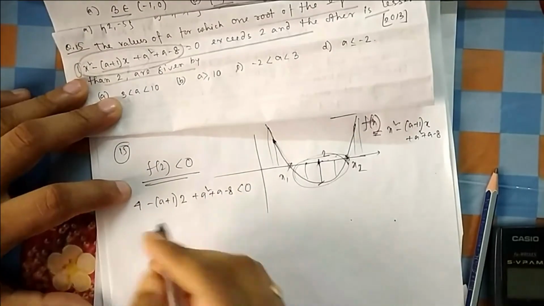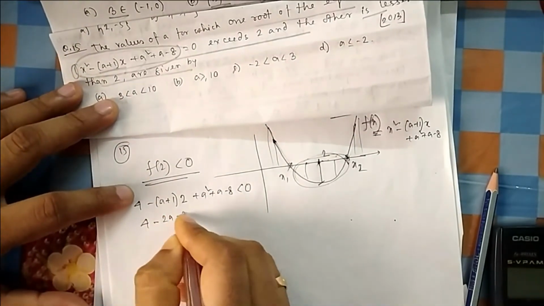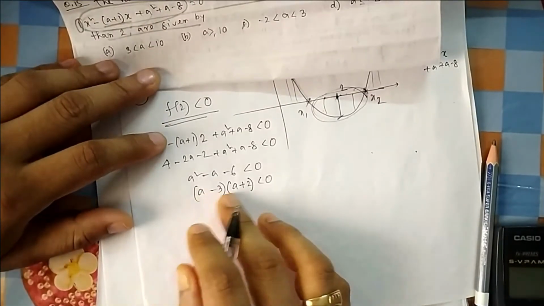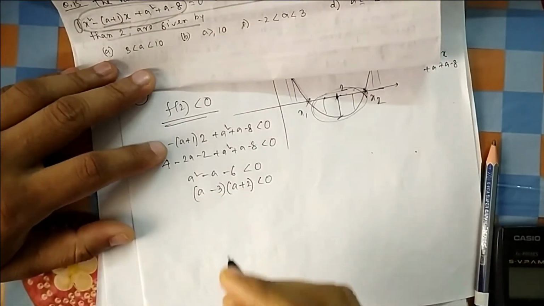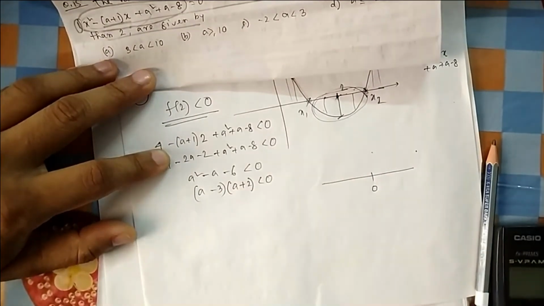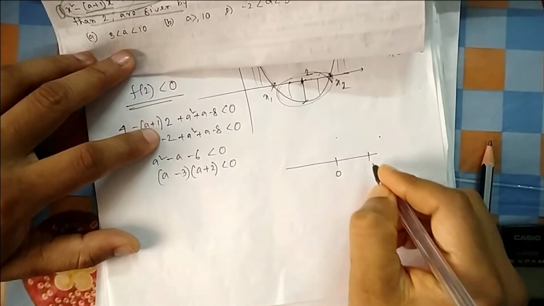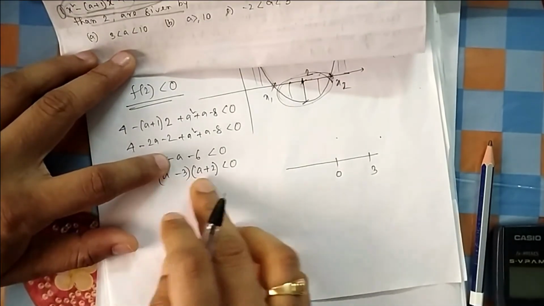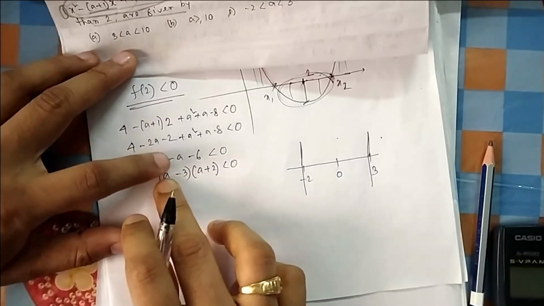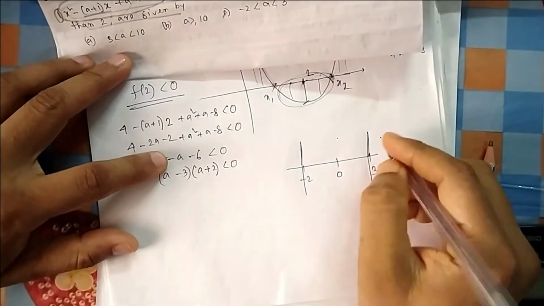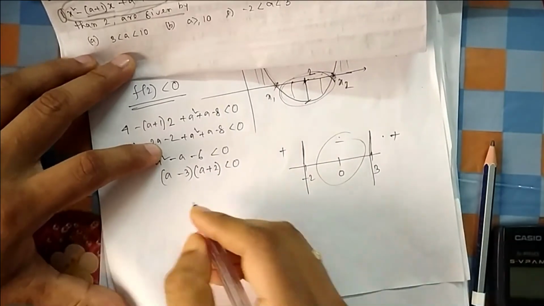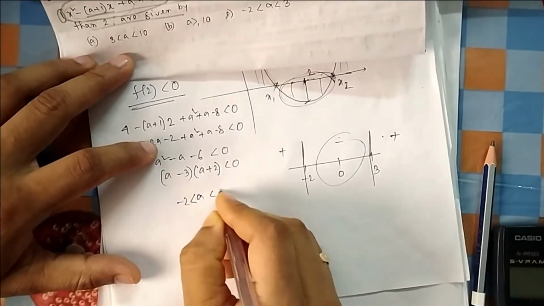So this expression should be less than 0. So 4 minus 2a minus 2, so a squared minus a minus 6 is less than 0, that is, a minus 3 times a plus 2 is less than 0. Now you can put a point at a equal to 3 and a point at a equal to minus 2. It is the standard x minus alpha, x minus beta, so the signs will be plus minus plus. Because they are asking less than 0, this position, that means your a should lie between minus 2 and 3.